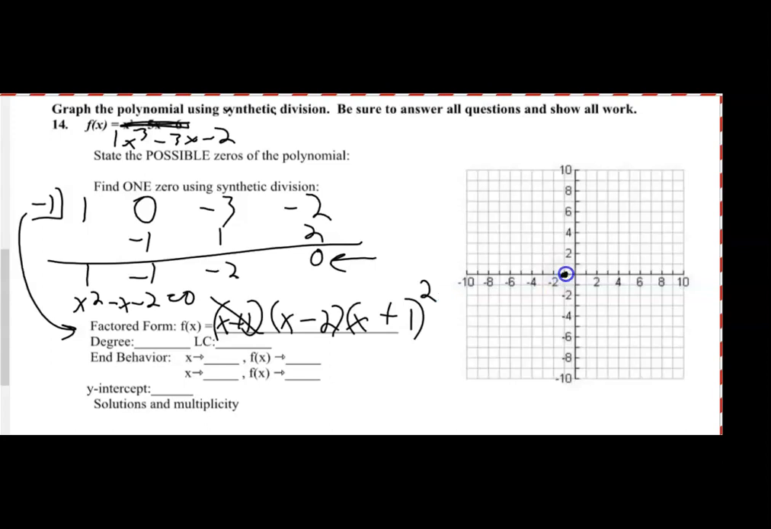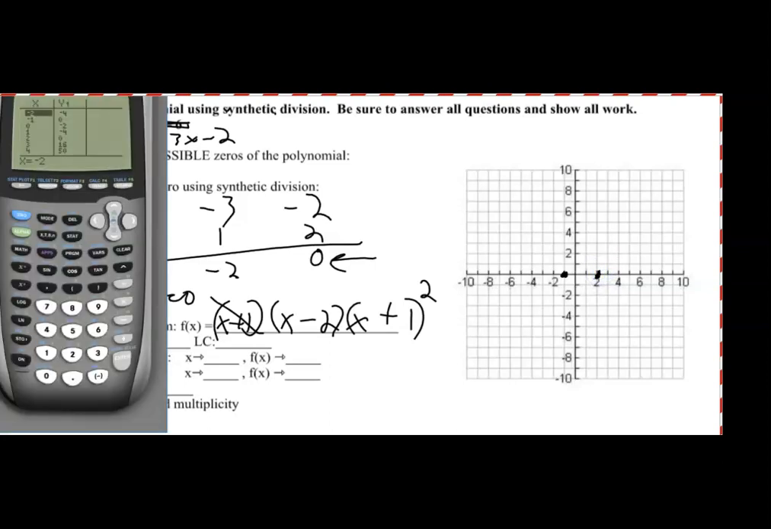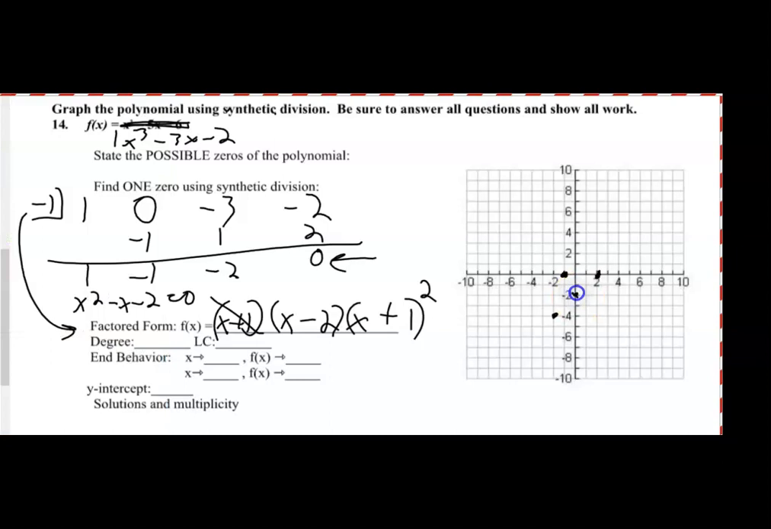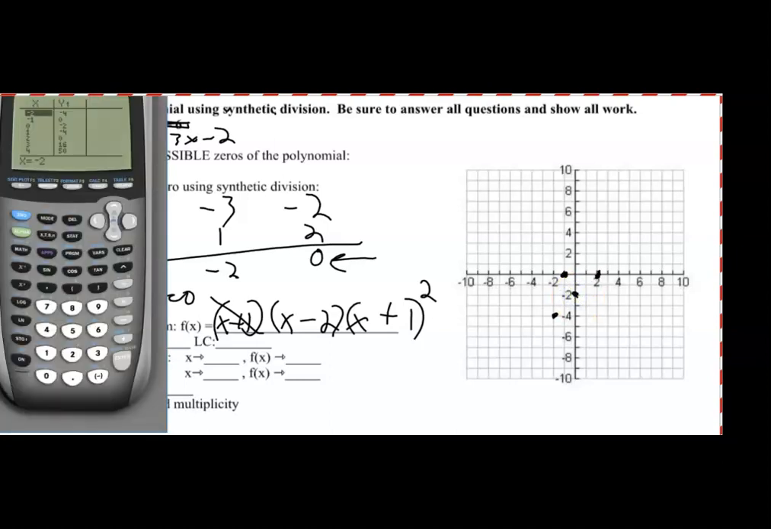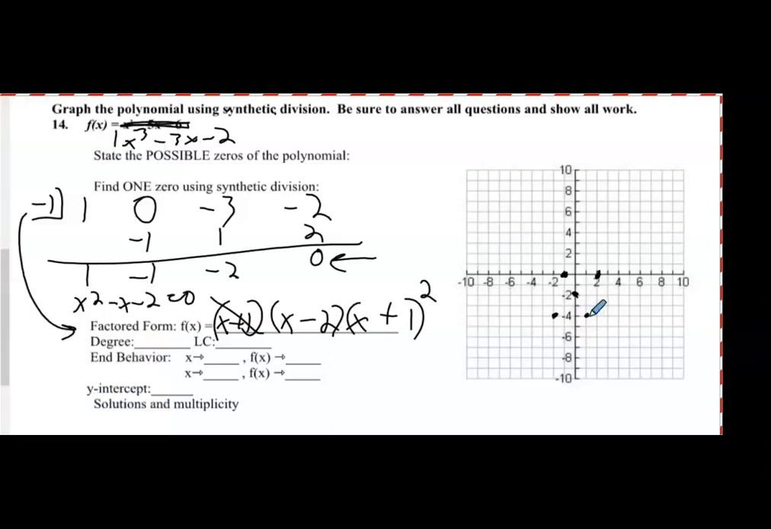So what does that mean? At -1, we have a dot, and it's going to be a bounce. And at 2, we have a pass-through. So let's go back to our calculator. Let's get some other points, like -2, -4. 0, -2. Always good to have that y-intercept. And 1, -4. That looks good enough. So it comes up through here, bounces off of that, goes down, comes up.